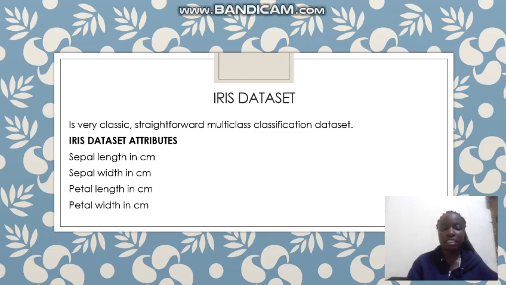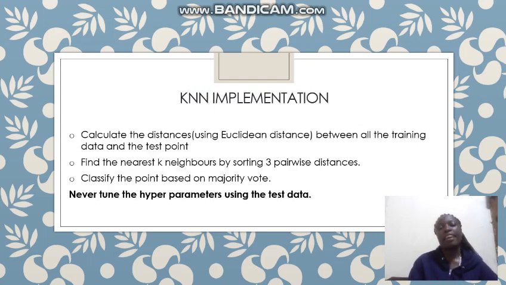Then we have the IRIS dataset, which is a very classic, straightforward multiclass classification dataset, and it has attributes such as the sepal length in centimeters, sepal width in centimeters, petal length in centimeters, and finally the petal width in centimeters. Then the KNN implementation, which is the k nearest neighbors implementation, we have to first calculate the distance between all the training data and then the test point using the Euclidean distance. Then find the nearest k neighbors by sorting through pairwise distances, and finally classifying the point based on the majority vote. We should never tune the hyperparameters using the test data.